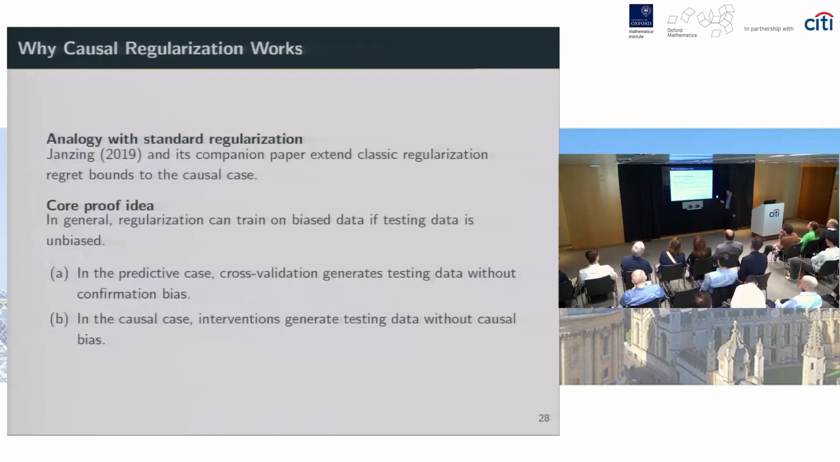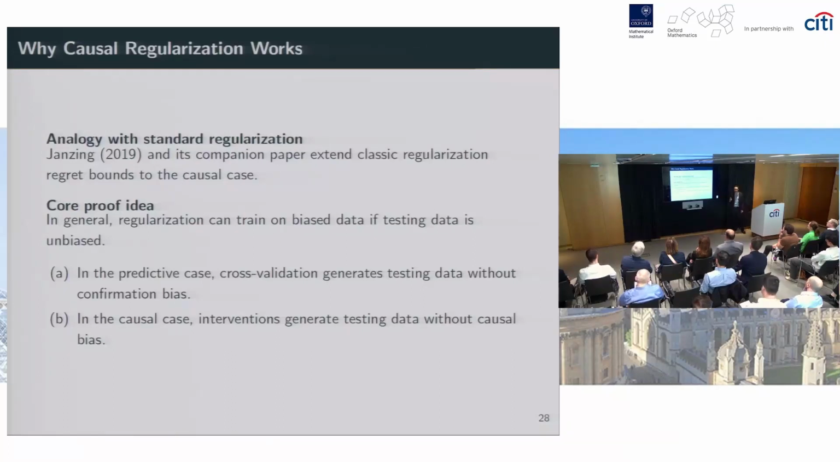So I said why, from a business perspective, causal regularization makes sense, and that's just that data regime that we typically have in trading. Now I just want to very quickly explain why mathematically it works. Essentially, in the technical companion paper, Janzik mimics the proof in standard regularization. He realizes that in that proof, you make very few assumptions about the out of sample. All you assume is that the out of sample doesn't have the same bias as the in sample.